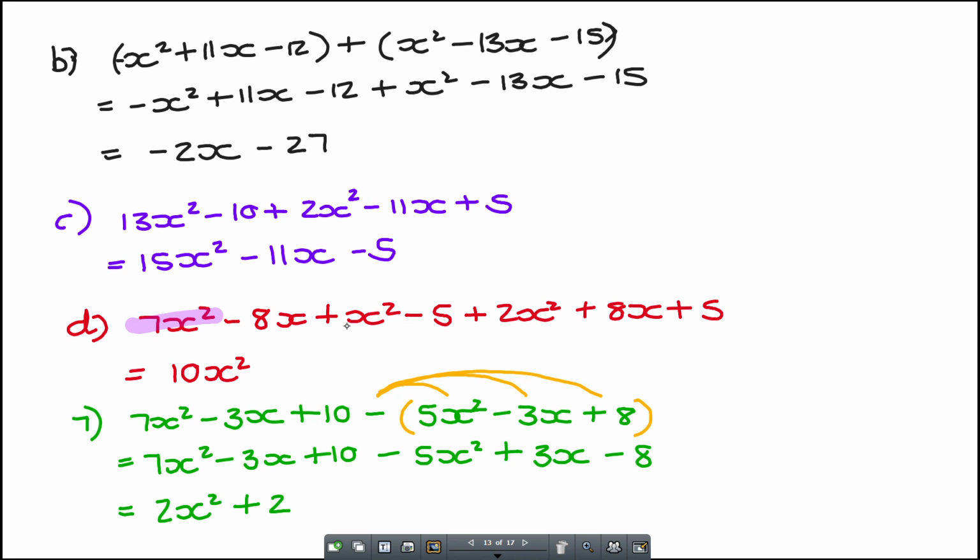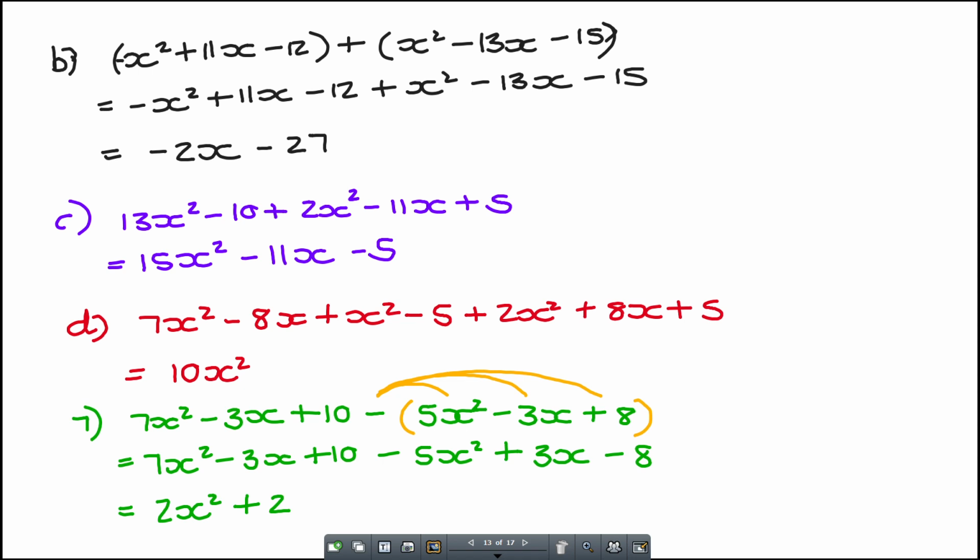Now, let's look at like terms. 7x squared plus, what's in front of that x squared? A 1, no? So this so far would give me 8x squared, plus another 2x squared would give me 10x squared. Right, then minus 8x plus 8x gives me 0x, but we don't have to write that. And then minus 5 plus 5 gives me 0. Okay, so again, if you maybe wrote plus 0, it's not wrong, but it's not necessary. Okay.